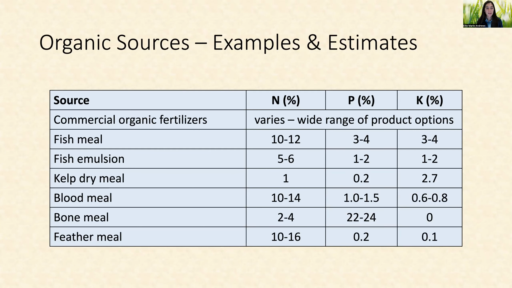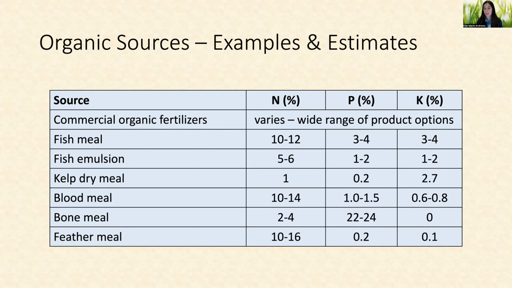But because I know this is of a lot of interest to some people, what else can you use besides fertilizer? In fact, some fertilizers are actually made of the following materials. Thinking about what these things really contain, we have other organic sources like fish meal, fish emulsion, kelp dry meal, blood meal, bone meal, feather meal. So you might see things like this appear on fertilizer labels or just product labels. For some general estimates, you might find fish meal, blood meal, and feather meal tend to have higher nitrogen than some of these other products.